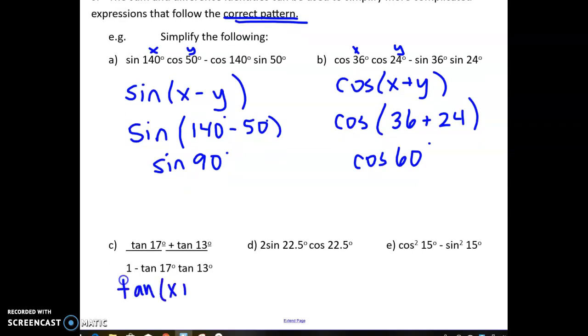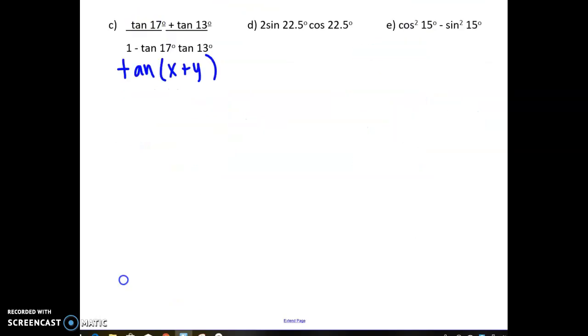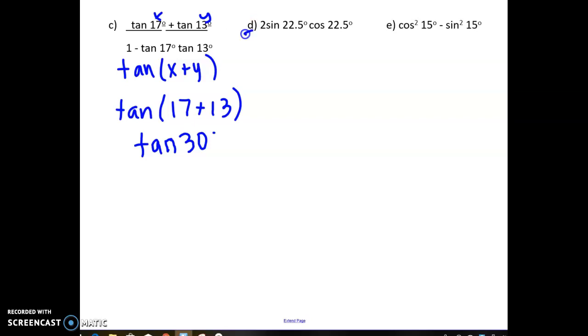Tan x plus y, which gives us, if x is 17 and y is 13, this is 17 plus 13, which is tan 30. Good. So now we're going to look at D.